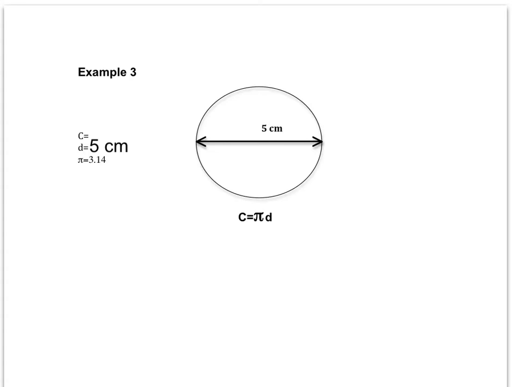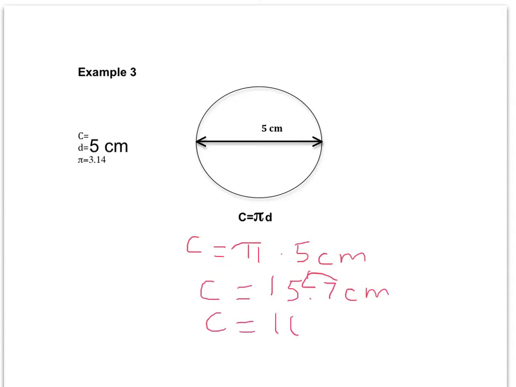Now that you've had some time to work through this example, we're going to do it together. So circumference is equal to pi times our diameter, which is 5 centimeters. And our circumference, when we times pi by 5, we get a value of 15.7 centimeters. But remember that the diameter given to us has no decimal places, so we need to round up. So we're going to round this up, which gives us a circumference value equal to 16. And it's important to also include our unit of measurement, which is centimeters for this example.